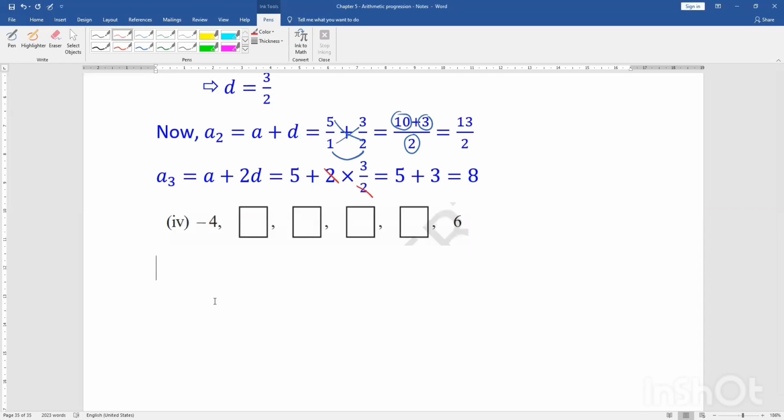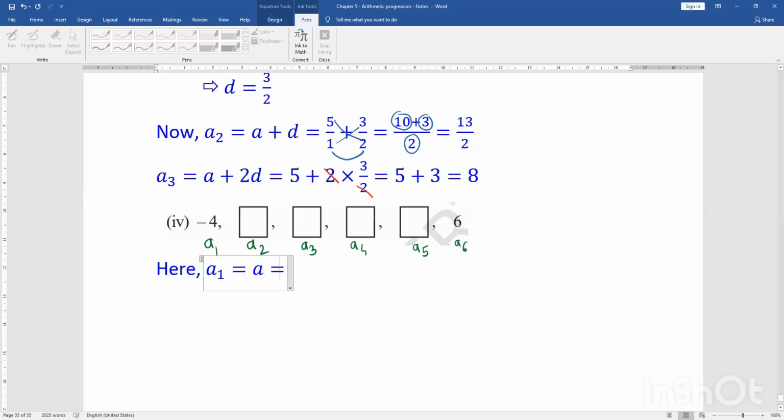Now we have like this: minus 4, box, box, box, box, and 6, right? So now what is given? What do we need to find out? Let us see. Here we have A1, A2, A3, A4, A5, then A6, right? Then here A1 equals A, which is nothing but -4.